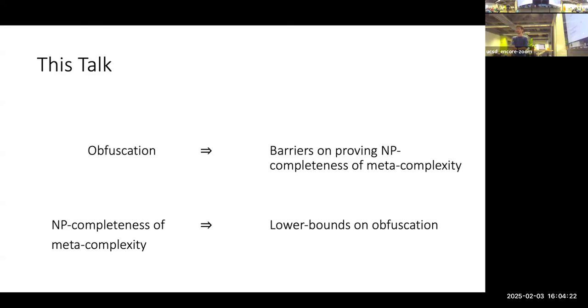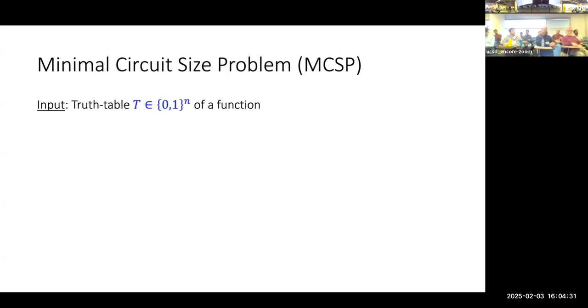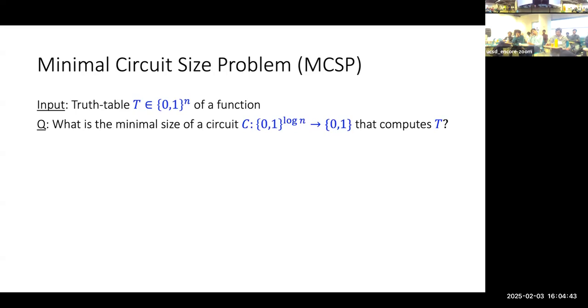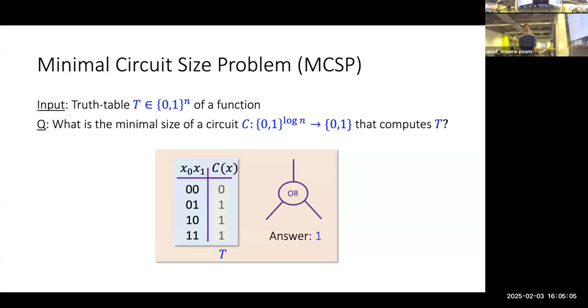So let me start with the definition of the minimal circuit size problem, or MCSP. In this problem, we get as input a string of length m, and we think about the string as a truth table of a function, so a function from log n bits to 1 bit. And the question is, what is the minimal size of a circuit that computes the function described by this truth table? So for example, if we get this truth table, it can be represented by the string 0, 1, 1, 1. And we ask what is the minimal circuit that computes this function. In this case, it's not hard to see that this function is the OR function, so the answer is 1.